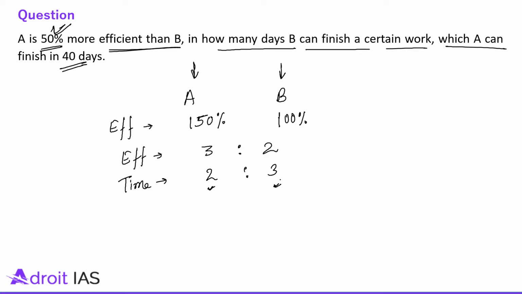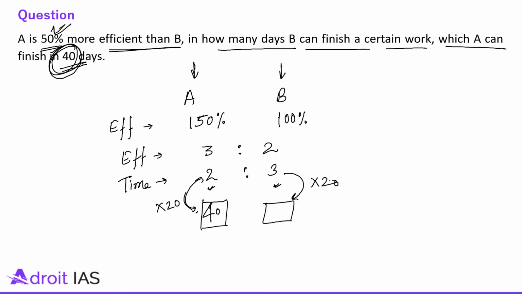Now, A can finish in 40 days, fine. So A is finishing a work in 40 days. So the number of days here and here will be in the ratio 2 is to 3, right? So 2 is equal to what? 40. So this is 20 times of 2. So obviously 20 times of 3 will be coming over here, which is equal to 60, right?